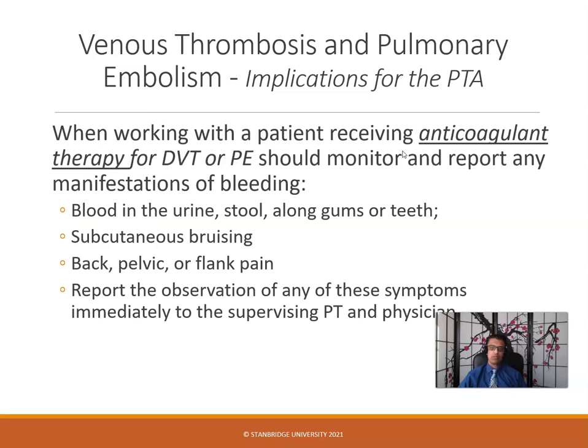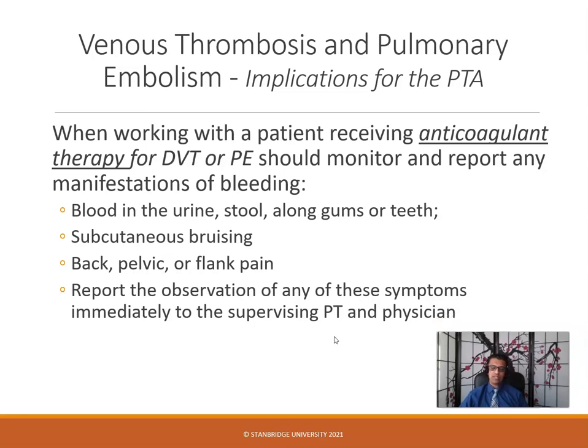When working with a patient receiving anticoagulant therapy for DVT or PE, you should monitor and report any manifestations of excessive bleeding: blood in the urine, stool, along gums or teeth, subcutaneous bruising, back pain or flank pain. Report the observation of any symptoms immediately to your supervising PT and physician. Okay, so since they can't clot their blood, they run the risk of internal bleeding.